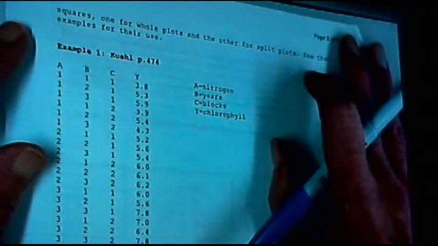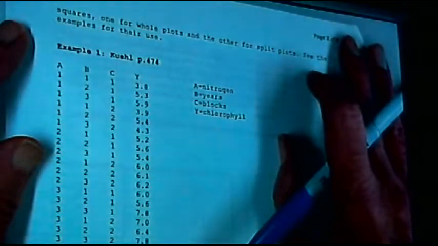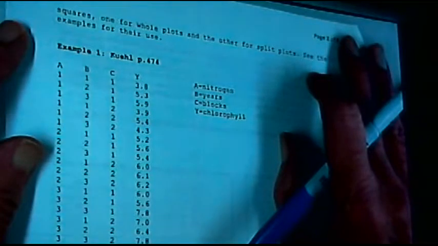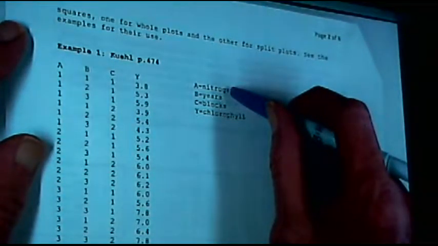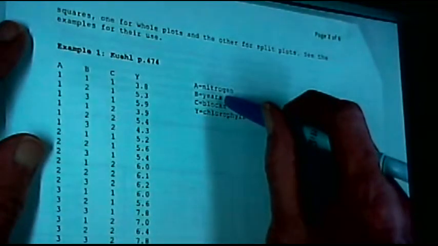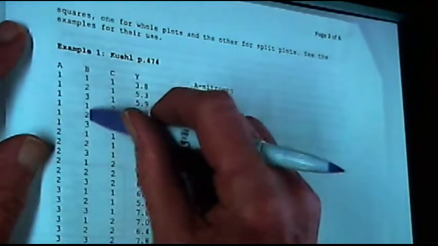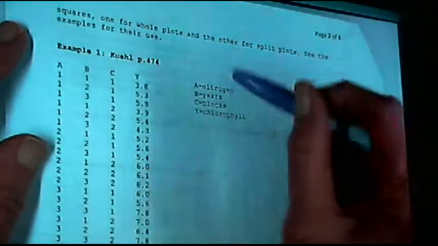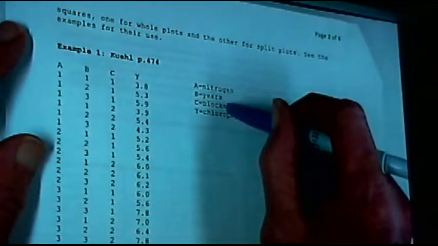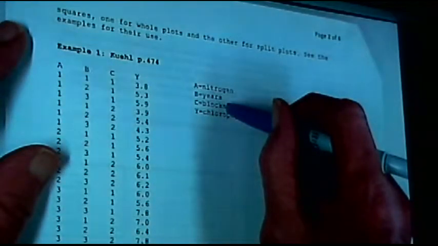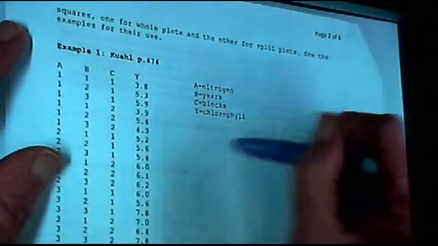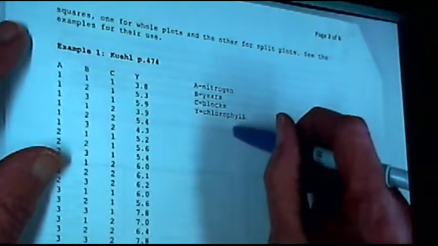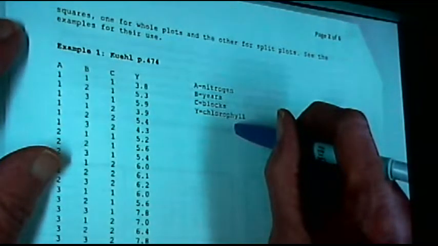Now in this example, let me see if I can remember what was going on. A was an amount of nitrogen. B was years, 1, 2, 3. C was blocks, which is probably like farm, 1, 2. And Y is chlorophyll, measured on some sort of plant that was grown.